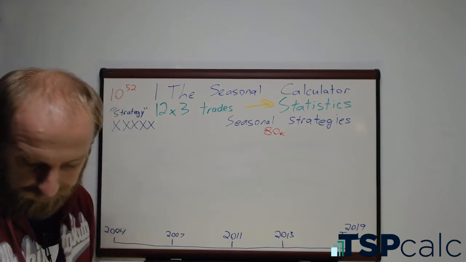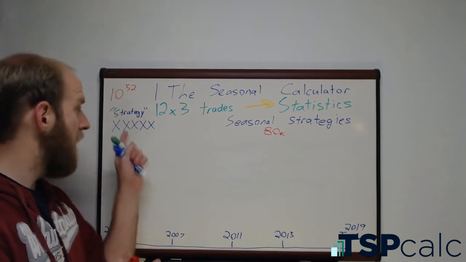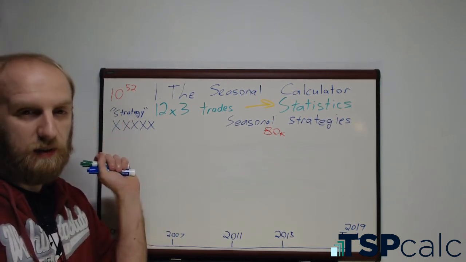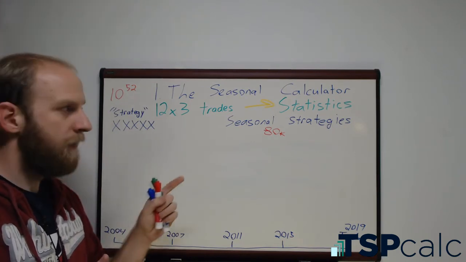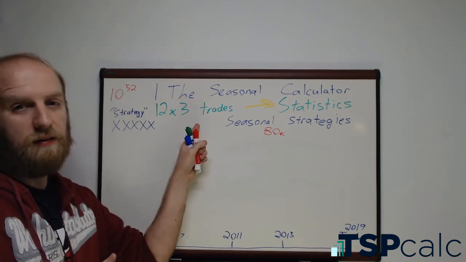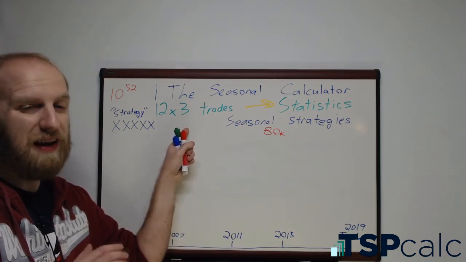So, we can't solve every possible strategy. It's impossible, right? And in addition to that, this calculator requires you to give it 12 months worth of information before it will do anything.